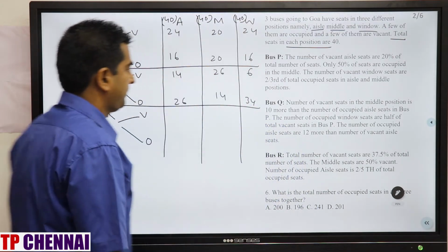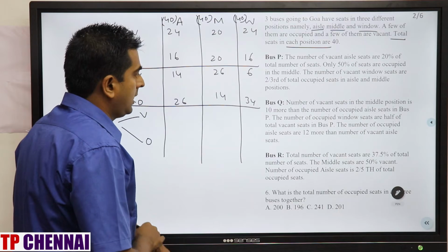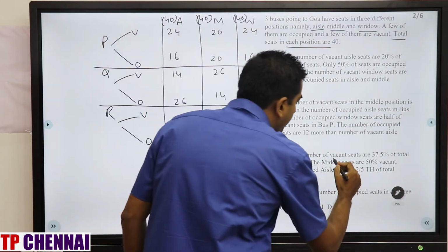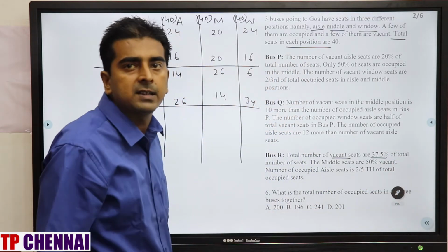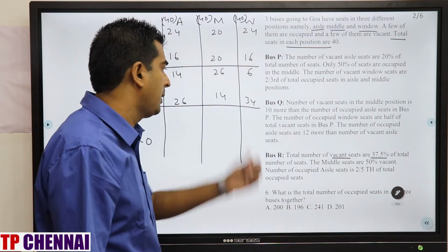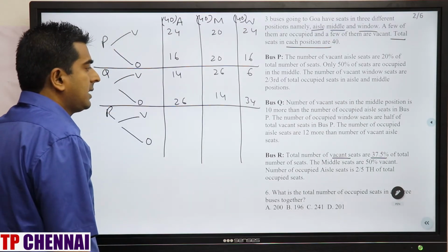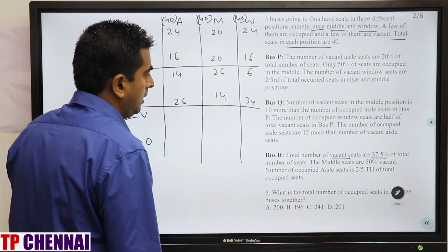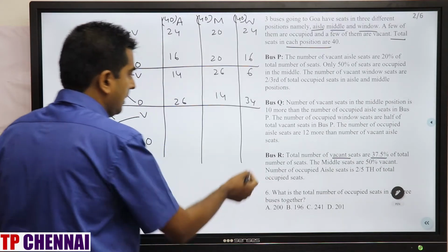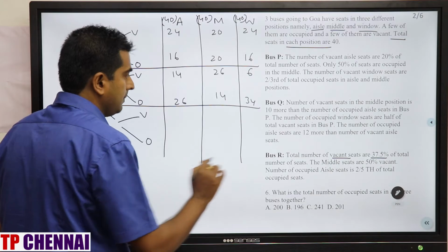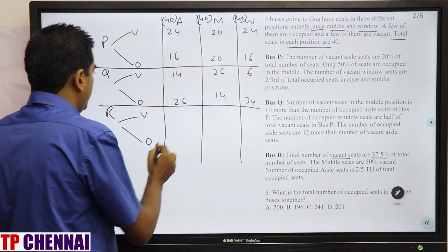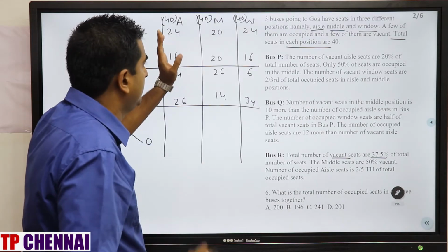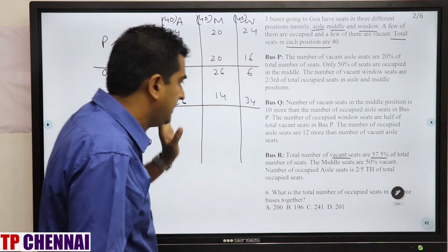Next one, bus R. The total number of vacant seats is 37.5% of the total number of seats. What is the fraction value of 37.5%? 3 by 8 of the total number of seats. In R, the total number of seats is 40, not 120. For the total number of vacant seats, they have not said whether it is aisle, middle or window. We will see the next one.